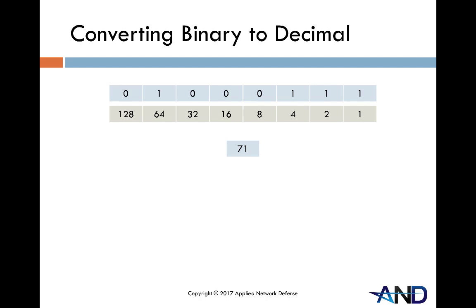Pretty straightforward, right? That's not too complicated as long as you can remember what the values are that each position maps to. And that's easy enough. Remember, you just start with 1 and double it all the way to 128. So let's do that again. Let's do one more example.